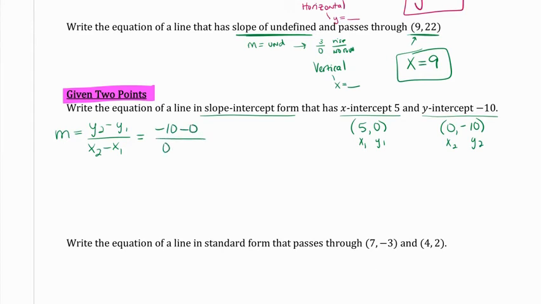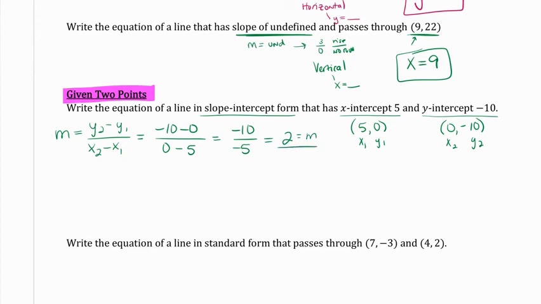x2 was 0 and x1 is 5. All right, negative 10 minus 0, that's negative 10. And 0 minus 5 would be negative 5. And I can simplify that. Negative 10 divided by negative 5 is 2. All right, so that means that our slope is 2.